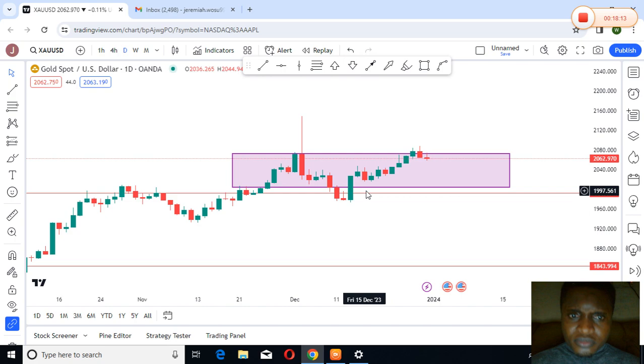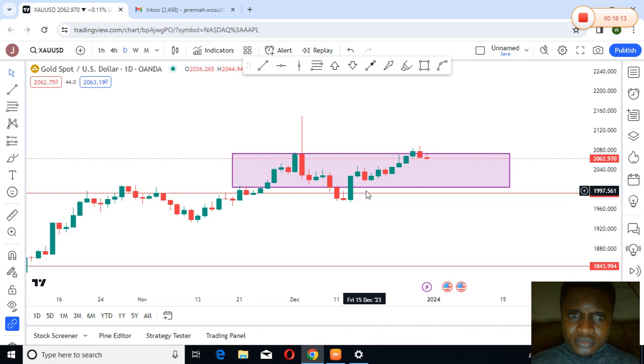Okay, so at this point, from my analysis, you can see that gold came, tested this level, gave us a bearish engulfing candle, and the next candle also confirmed it. And so from this point, gold wants to drop. You heard this first in Jerry's Forex Academy that gold wants to drop. At this point, we are expecting and anticipating gold to drop.